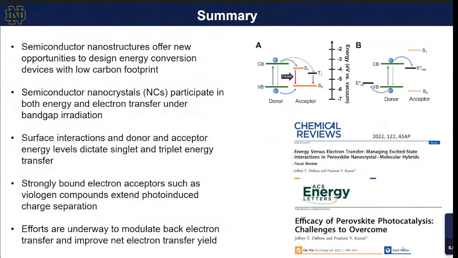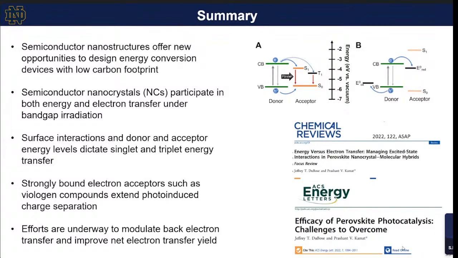To summarize, semiconductor nanostructures offer new opportunities to design energy conversions with a low carbon footprint. Again, they can participate in both energy and electron transfer. So next time when you think about a nanocrystal and a molecular system, ask yourself the question: how does it decide to transfer energy or electron? I gave you one possible explanation, based on both energetics and kinetics. They do determine what pathway it should take. But there may be other explanations too. It's not the only one.